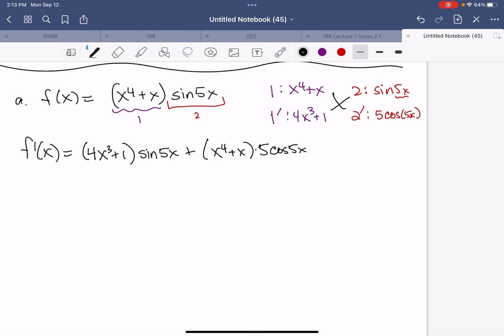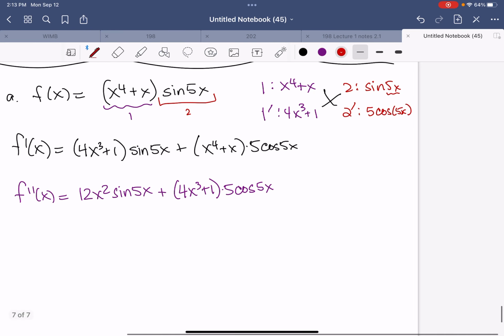So for the first one, the derivative of that first piece, the 4x cubed plus 1, is going to be 12x squared. And we keep the second term and don't change it, so that's times sine of 5x. Second part of the first product rule, I leave the 4x cubed plus 1 alone, but then I multiply by the derivative of the sine of 5x, which we already have up there in the corner. That's 5 cosine 5x. Okay, so those are the first 2 pieces for this term in my first derivative. So the first term in the first derivative gives 2 terms in the second derivative. Then I'm going to do the same thing for that second piece.